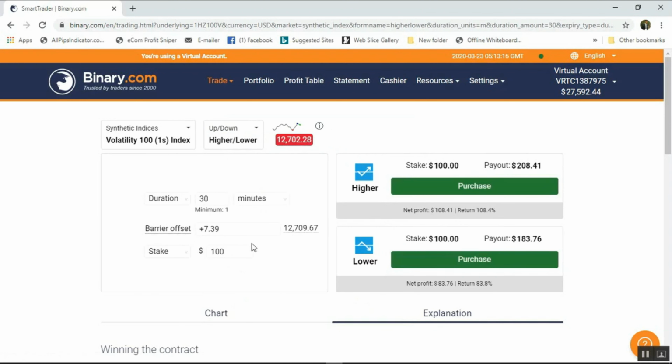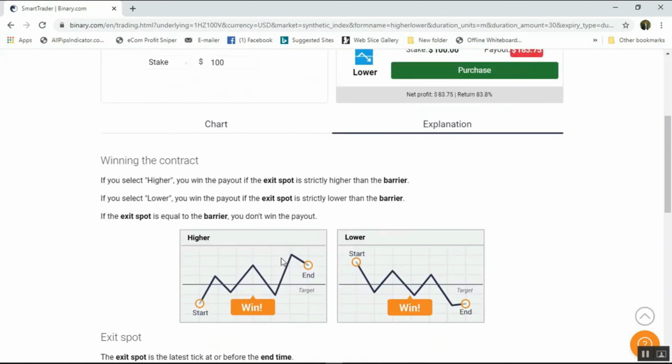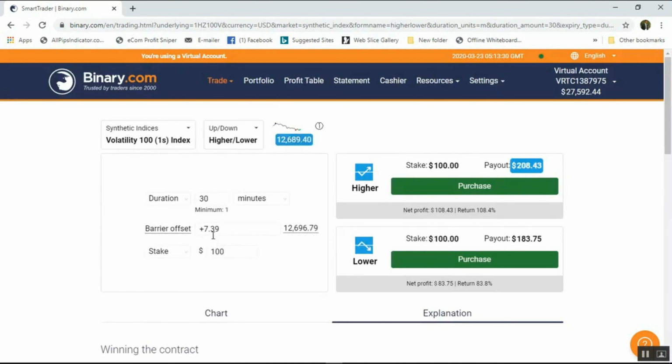High and lower has a barrier offset, guys. It's something more like rise and fall. So high and lower is when this ends above and when this ends below a target. The barrier offset is more like 7. This is 112 to so time, and we have a profit of 208 and 108. If it is higher, you get this. If it is lower, you get this.